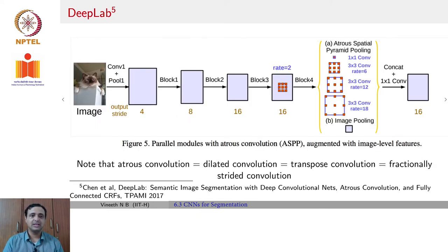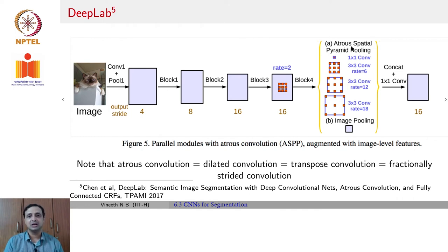Another method is known as Deeplab, which is a popular method for semantic segmentation, similar to PSP-Net. In this case, the image goes through several blocks of convolution, and then instead of having a pooling layer which splits the image into 4 different scales, it performs atrous spatial pyramid pooling. So this module is known as the ASPP module.